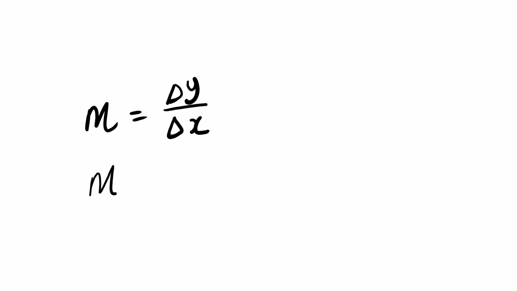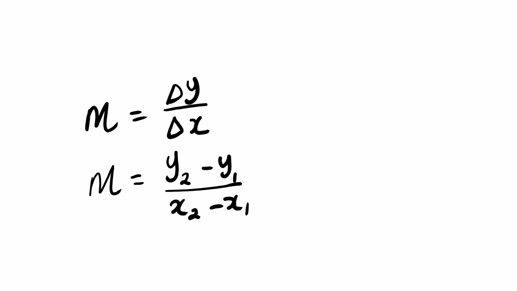What is the equation of gradient? M stands for gradient. Our vertical change and horizontal change. This is the basic equation for gradient. And then when we expand, we have y2 minus y1 over x2 minus x1. So basically we need 2 points on top of a line in order for us to calculate its gradient.